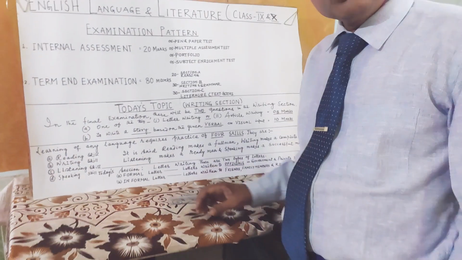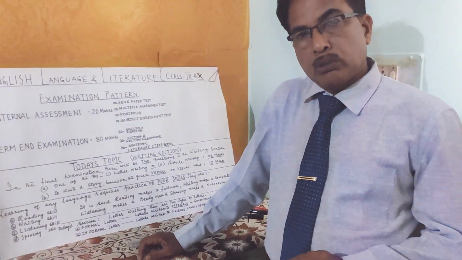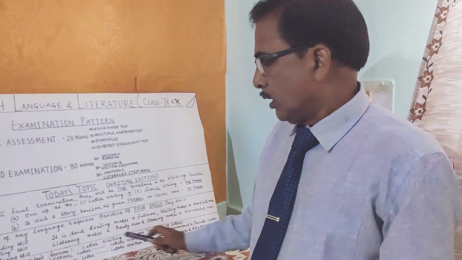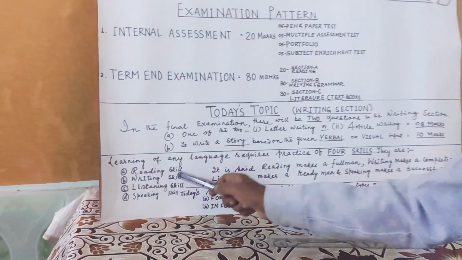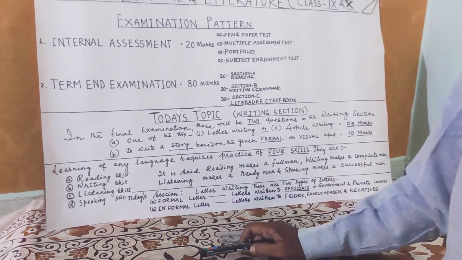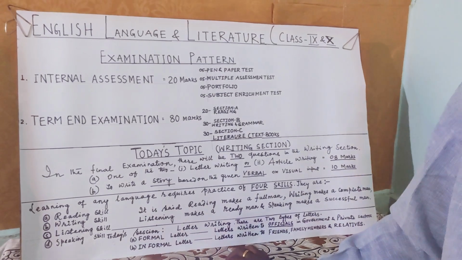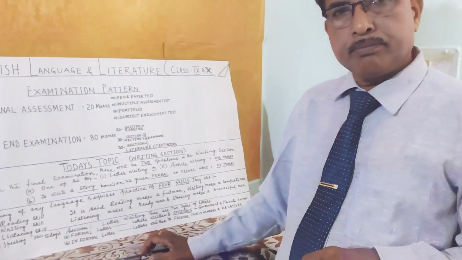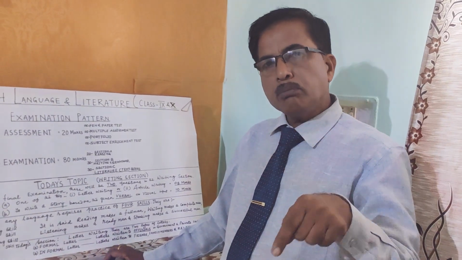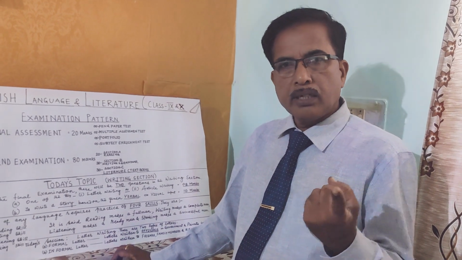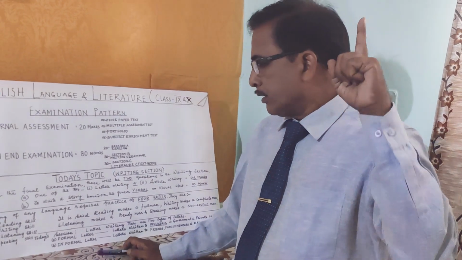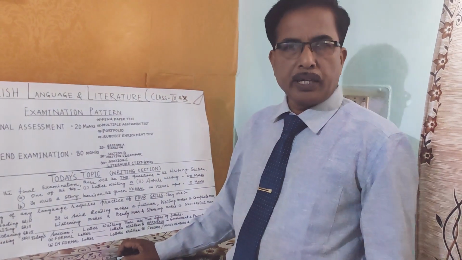Now students, learning any language requires practice of 4 skills. The skills are reading skill, writing skill, listening skill and speaking skill. You will be happy to know there is a saying, reading skill makes a full man. Writing skill helps a person to become a complete man. Listening makes a ready man. And students, keep in mind, speaking makes you successful in life.